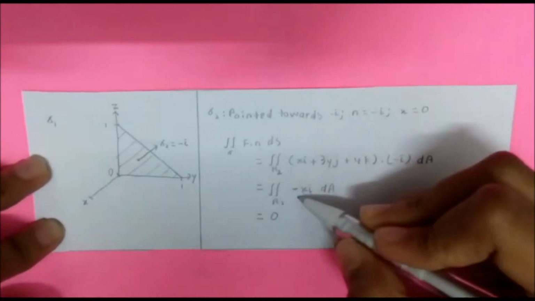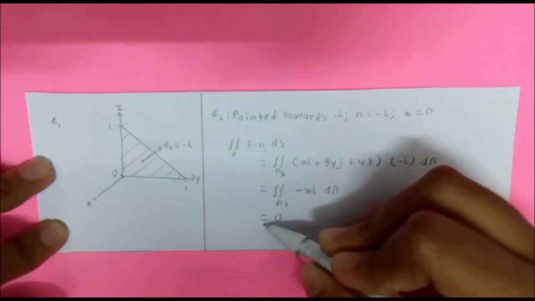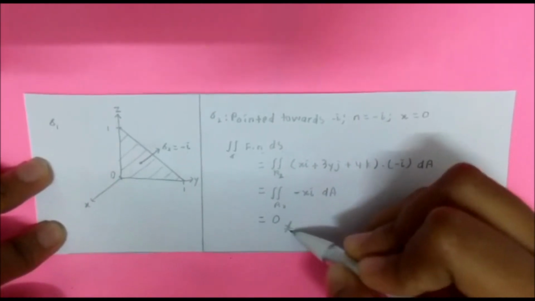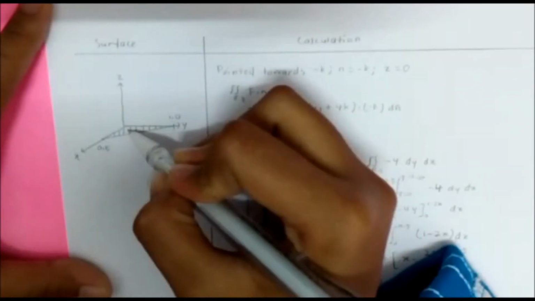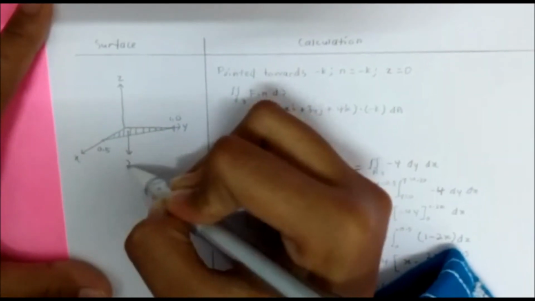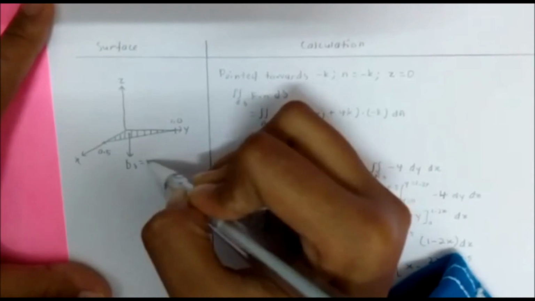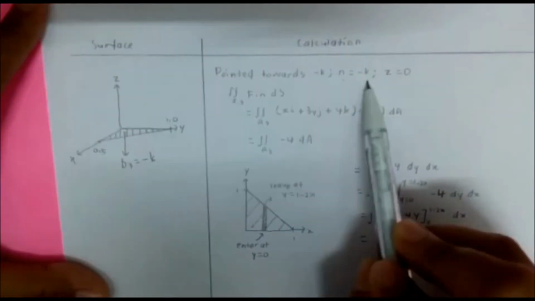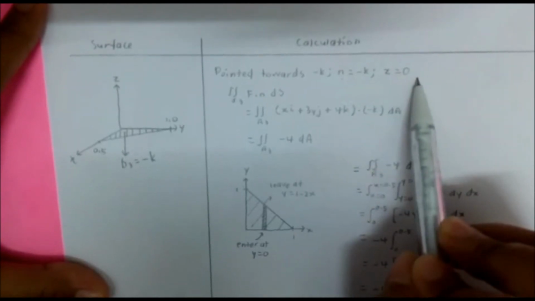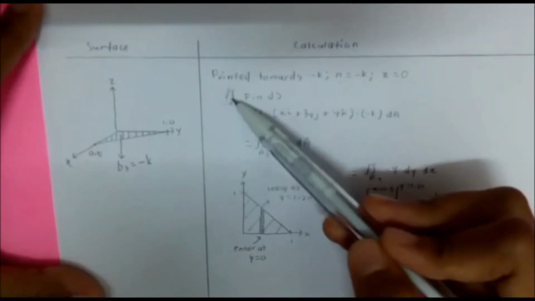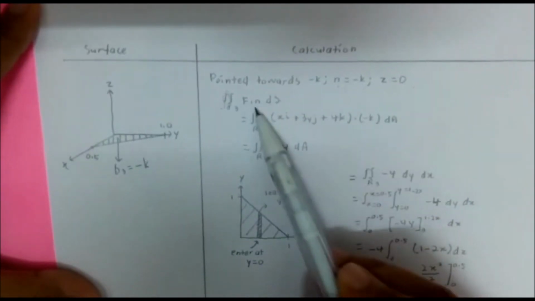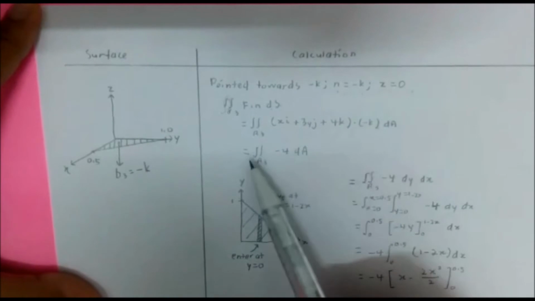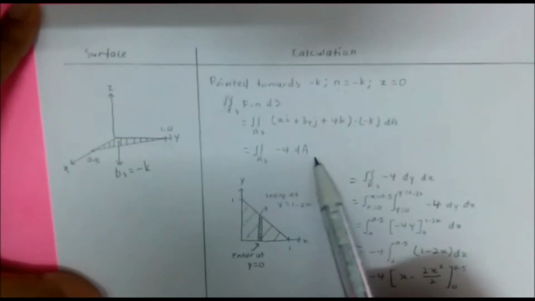So we also know that x equals 0, so this also will equal 0. Okay, for the third plane, we know that it points downwards and it will give negative k. So we know that n equals negative k and z equals 0. To double integrate F dot n dS, n is equal to negative k and we get negative 4 dA.